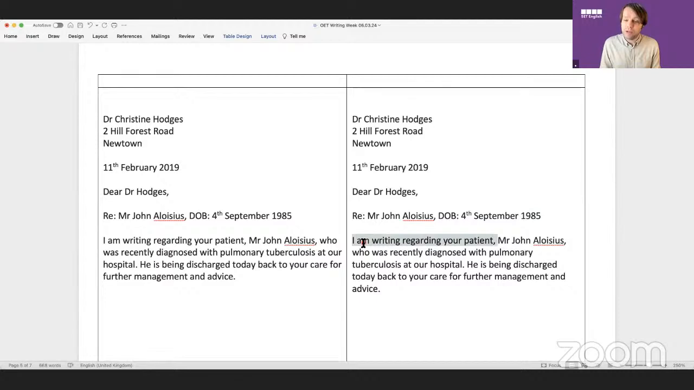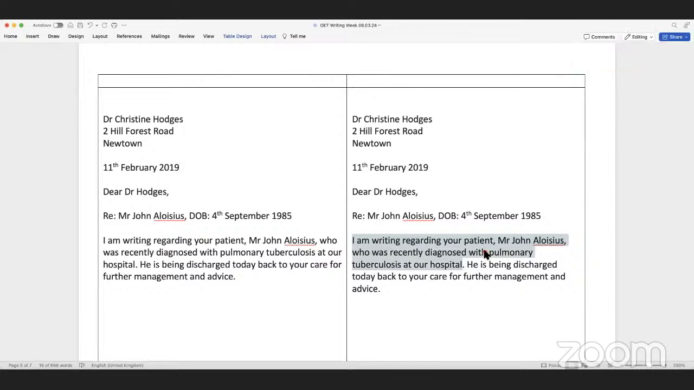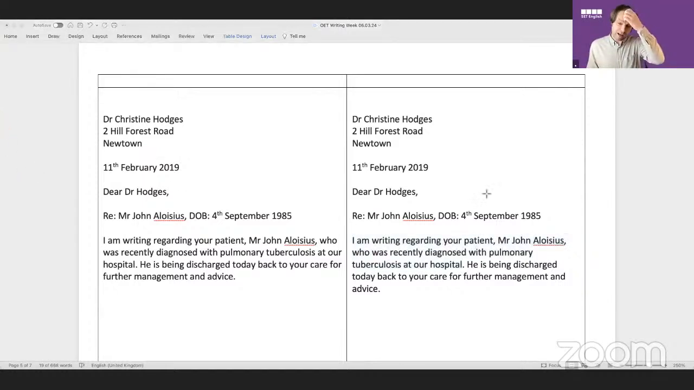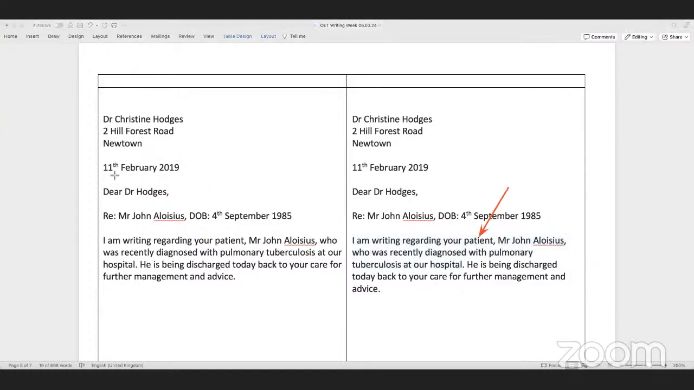Okay. Adnan and Norzad again. I'm writing regarding your patient, Mr. John Aloysius, who was recently diagnosed with pulmonary tuberculosis at our hospital. Yeah, there is some mistake. I'm writing regarding your patient. Nozad, what do you think might be here? Yeah, the first thing, the patient is a problem. You should not mention patient here.